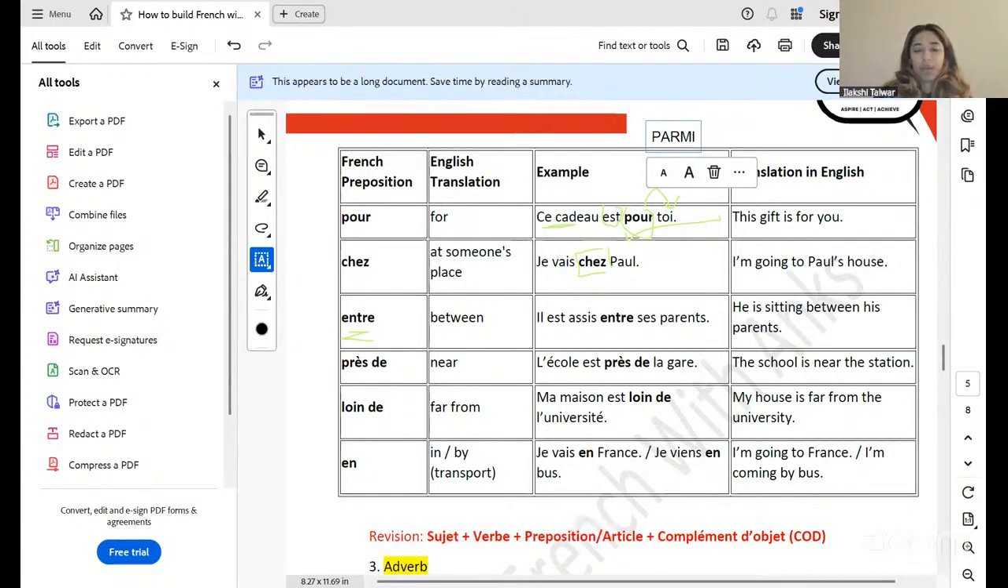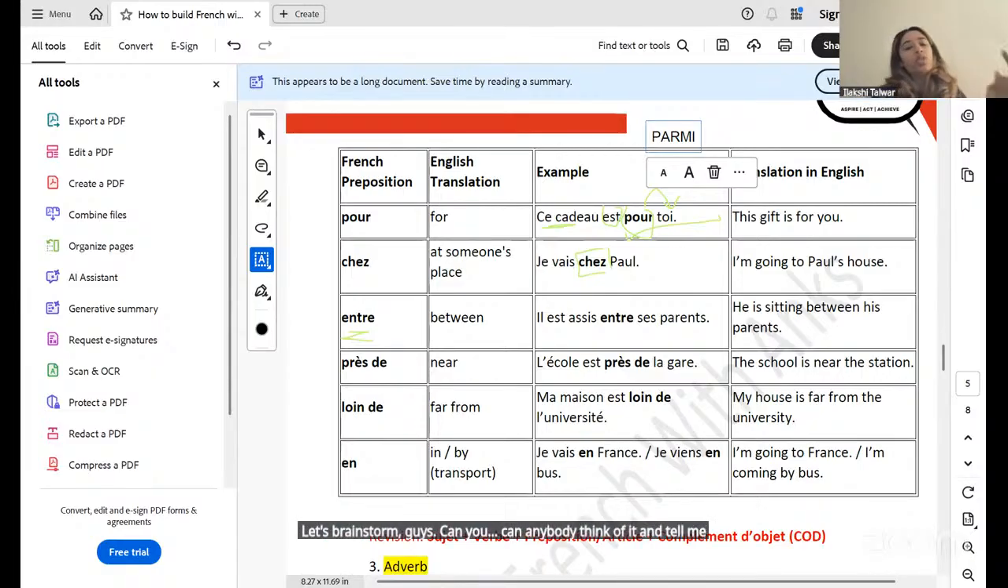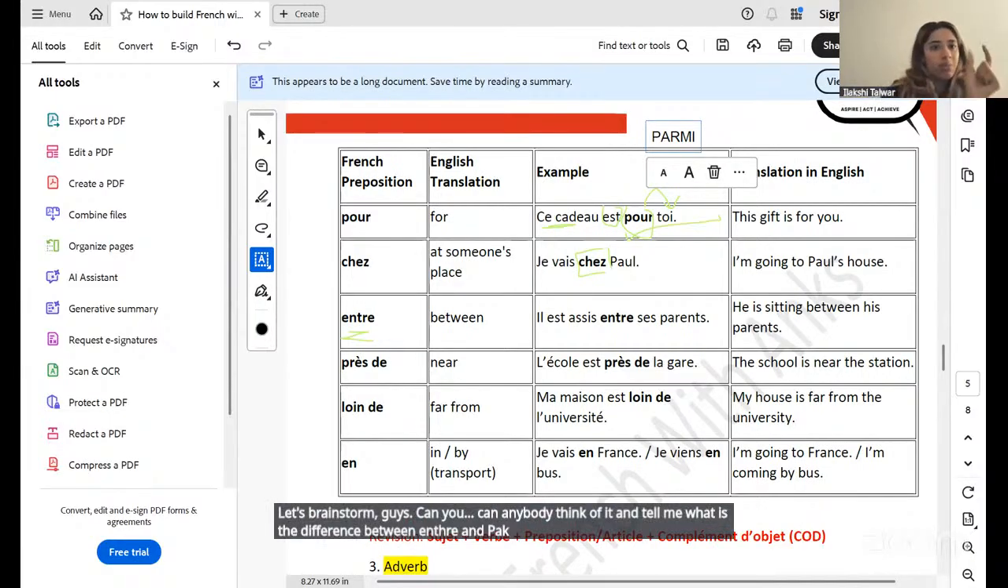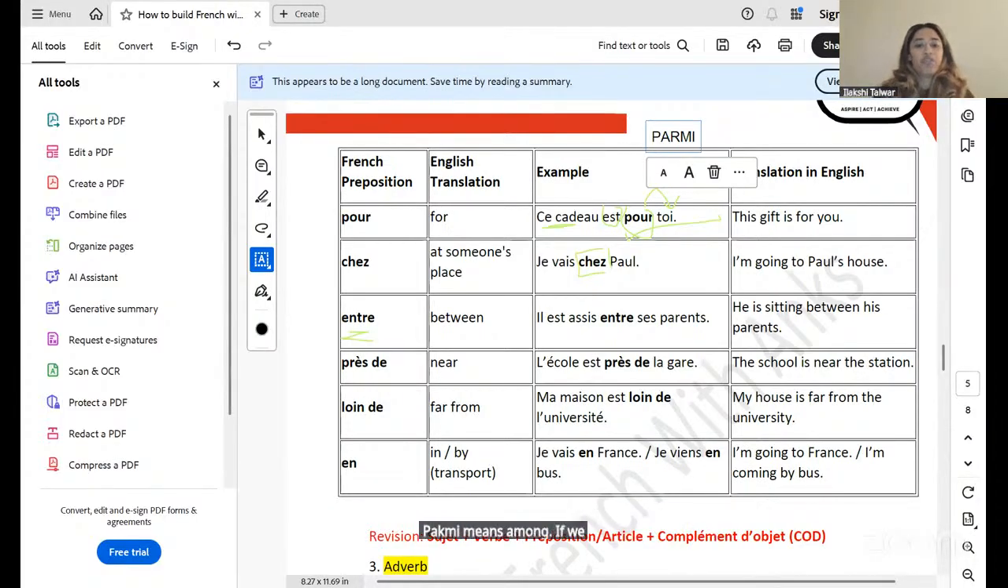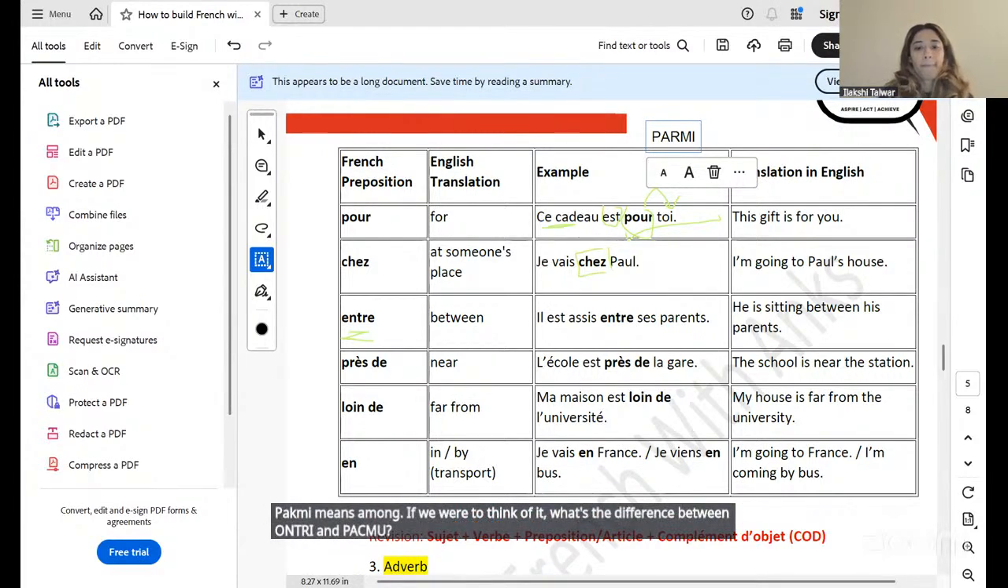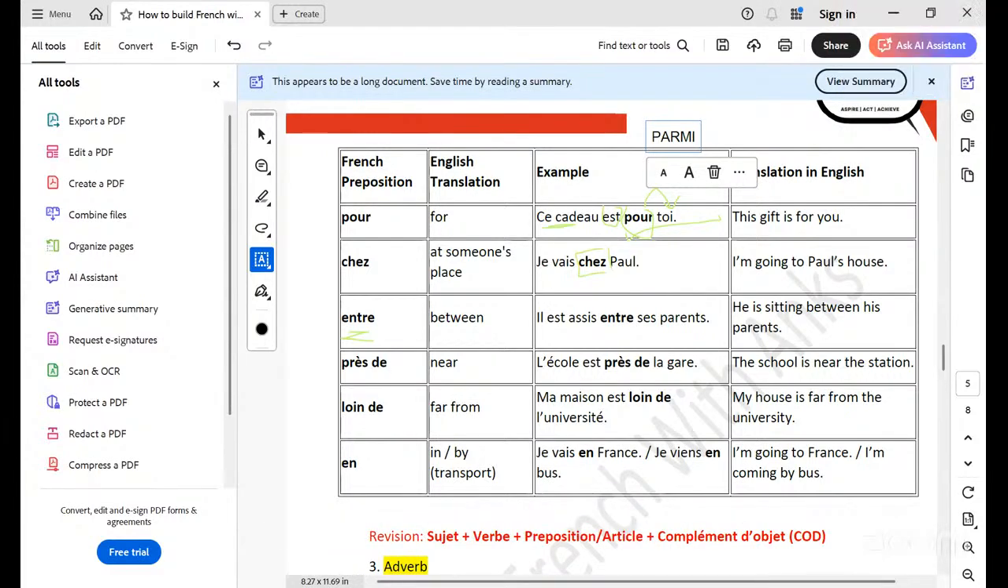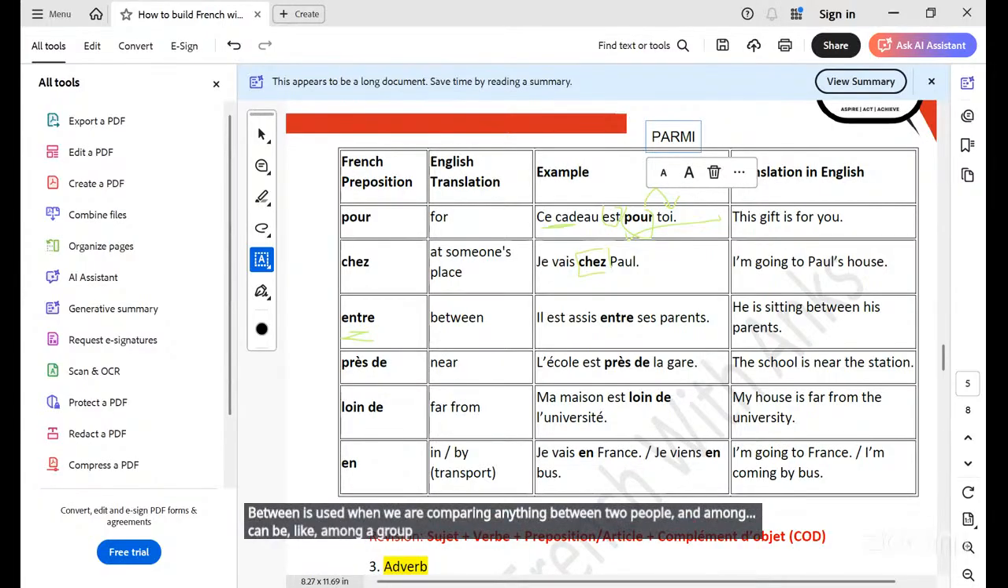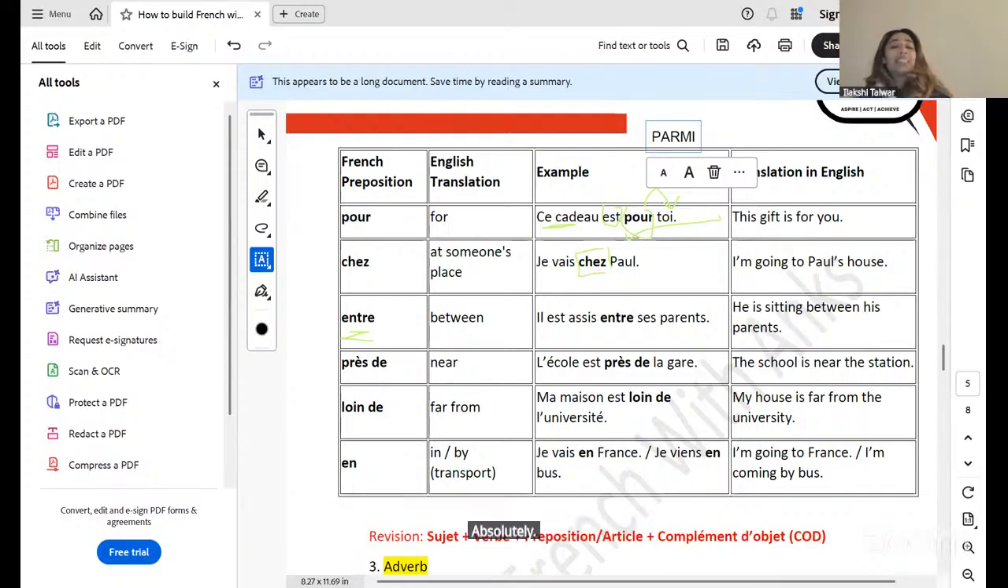Let's brainstorm, guys. Can anybody think of it and tell me what is the difference between entre and parmi? I've told you entre means between, parmi means among. If we were to think of it, what's the difference between entre and parmi? Between is used when we are comparing anything between two people, and among can be like among a group of people. Absolutely. So excellent, super.